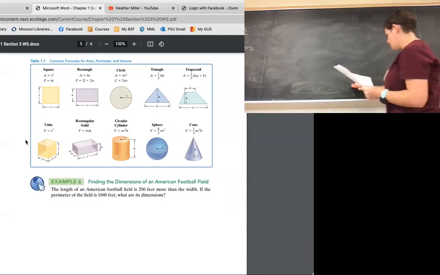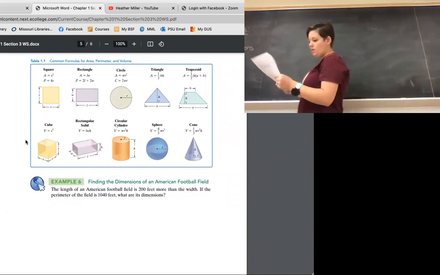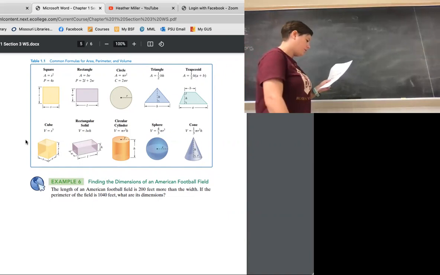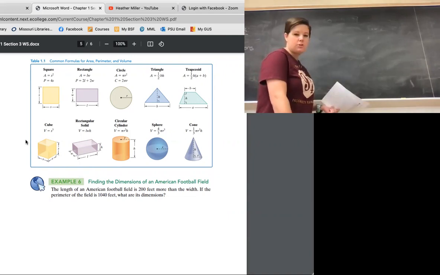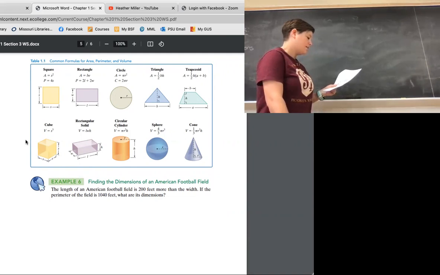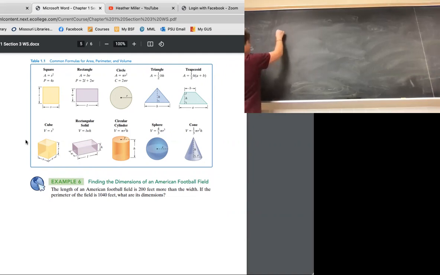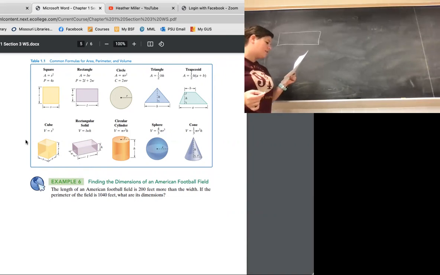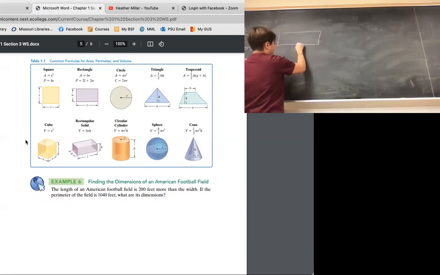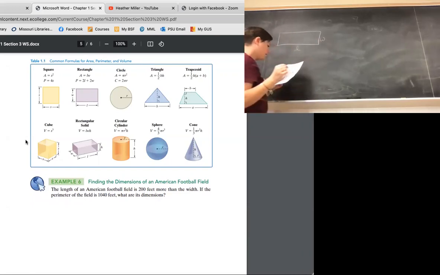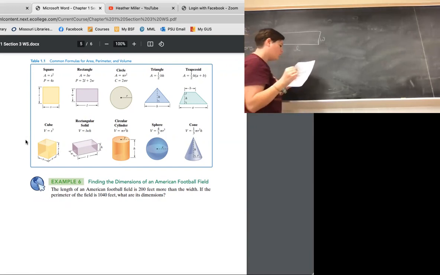All right, so example number 6 says, the length of an American football field is 200 feet more than the width. If the perimeter of the football field is 1,040 feet, what are its dimensions? So I guess it kind of assumes that you know what shape an American football field is. An American football field is a rectangle. So there's our football field. And it says that the length, so we have a length and we have a width. The length is 200 feet more than the width.